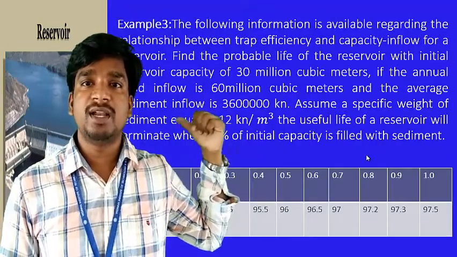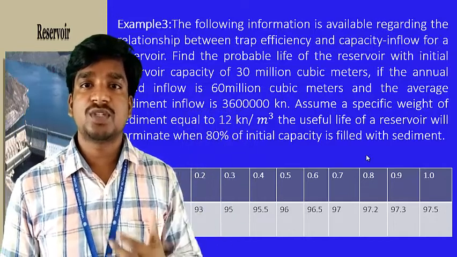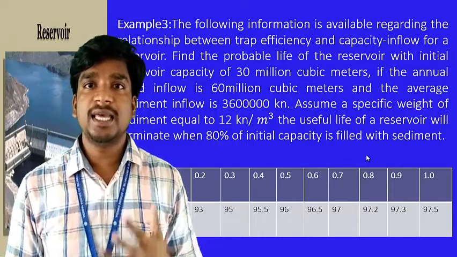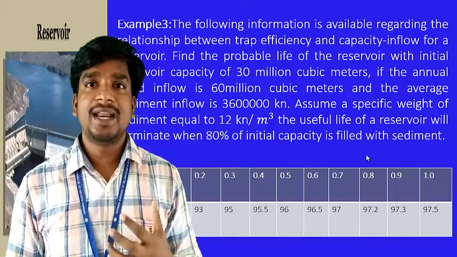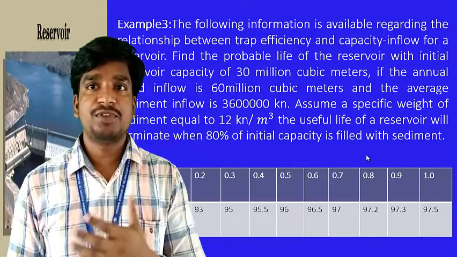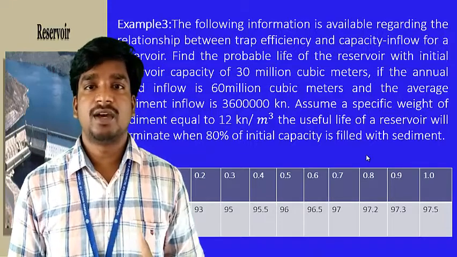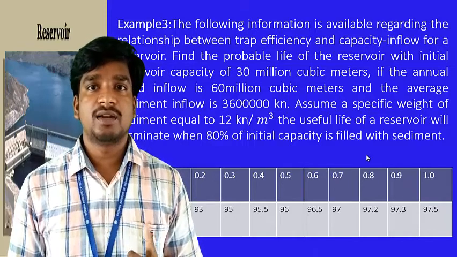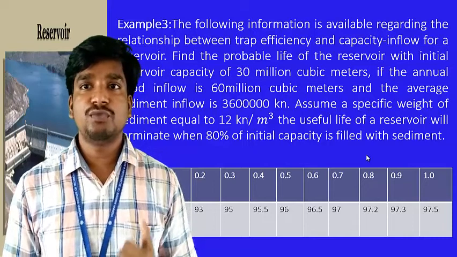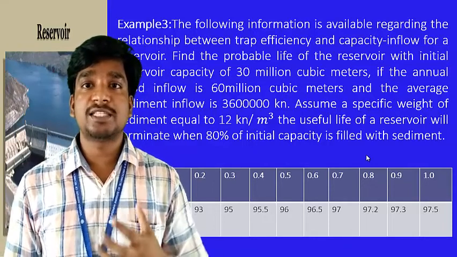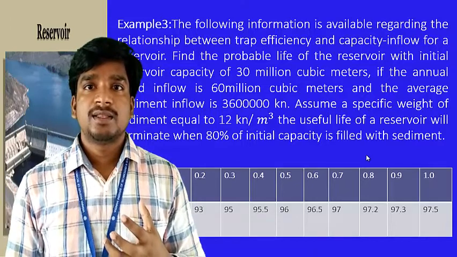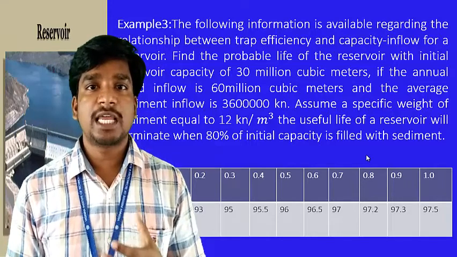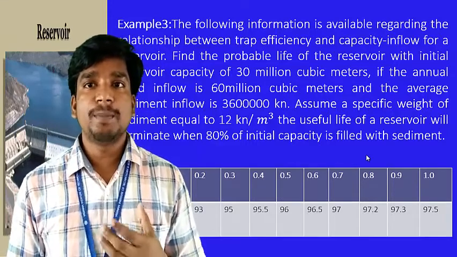What is the problem? Certain trap efficiency values are given with respect to capacity inflow ratios. Here the following information is available regarding the relationship between trap efficiency and the capacity inflow for a reservoir. He is asking us to find out the probable life of a reservoir, right? And also he has mentioned that we need to find out the probable life of a reservoir with initial reservoir capacity as 30 million cubic meters.